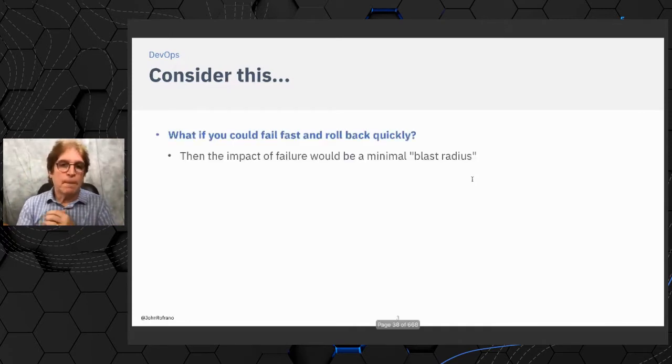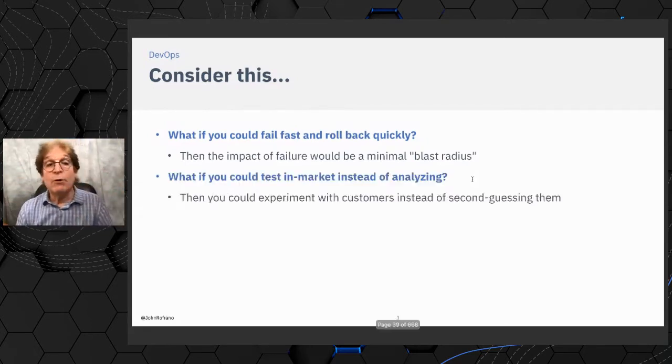So consider this. What if you could fail fast and roll back quickly? Then the impact of failure would be minimal. You can minimize your blast radius, right? Rather than worrying about having to reinstall a whole thing, you could just put something out there, and if it doesn't work, flip the switch, have the old one back out there, and not have to uninstall and back out, all that. That would be cool.